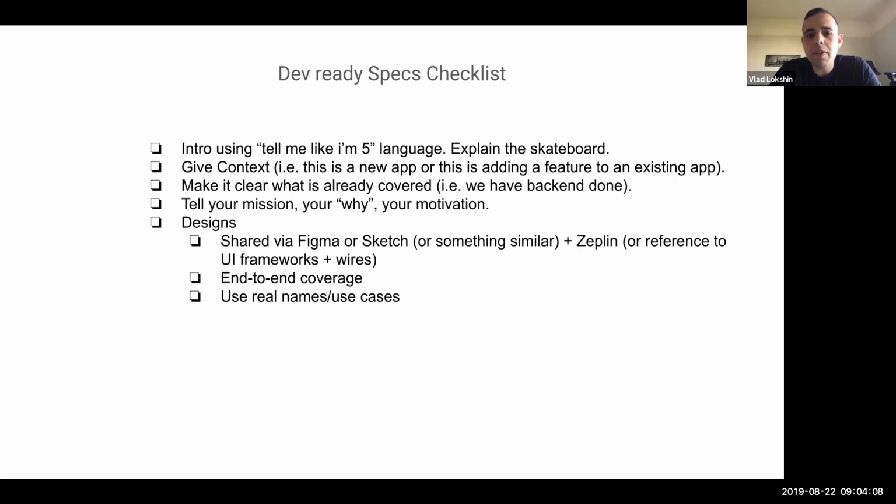Then make sure that you're giving context. Is it a new app, a feature to an existing app? Is it an iOS app? Is it an Android app? Is it both? Make it clear what's already covered, like if you have a backend done. Explain your mission, your why.